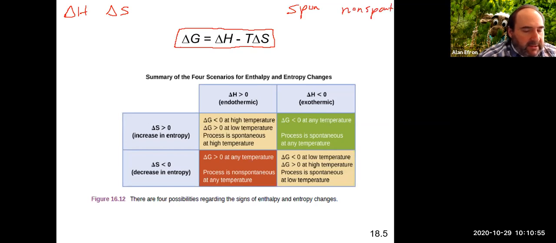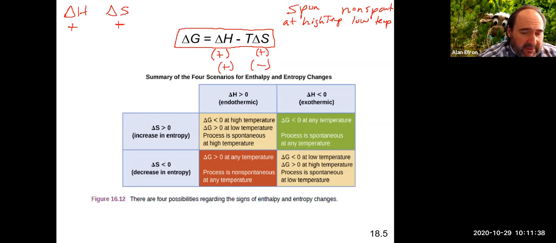So for example, if we look at this equation and our delta H was positive and our delta S was positive, we would expect this reaction to be spontaneous at high temperatures. At low temperatures, the reaction would be non-spontaneous. So let's think about why that is. If we have a positive number here, and a positive number here, this overall thing is going to be negative, basically.